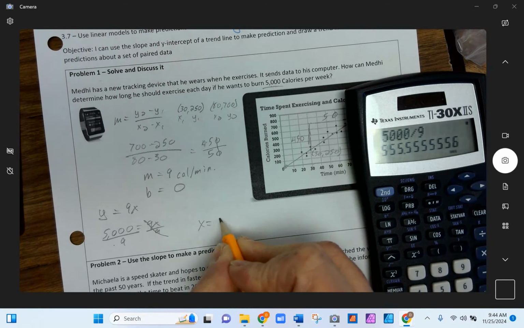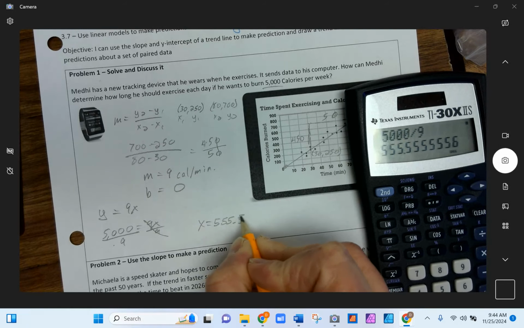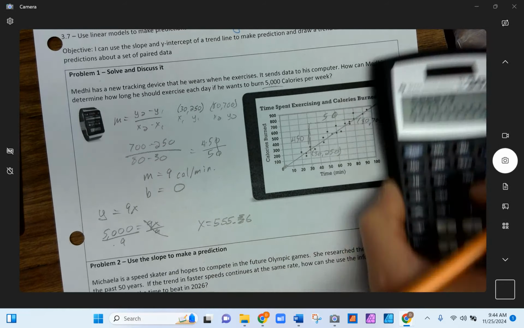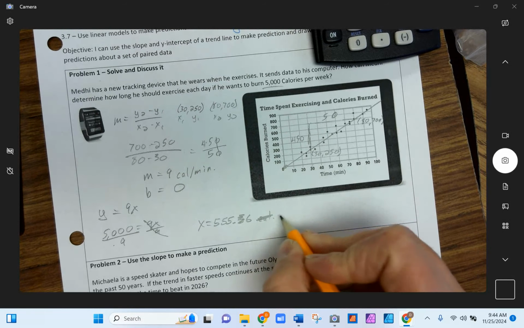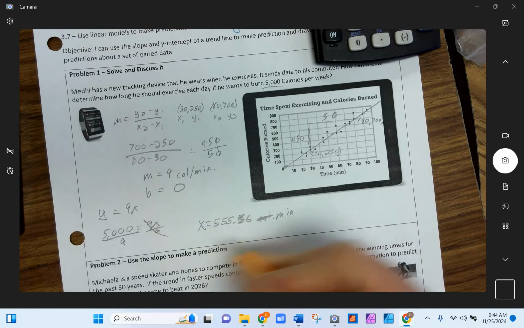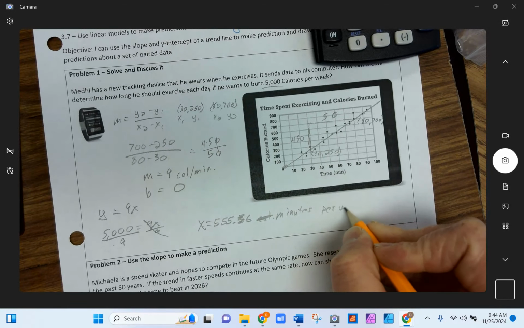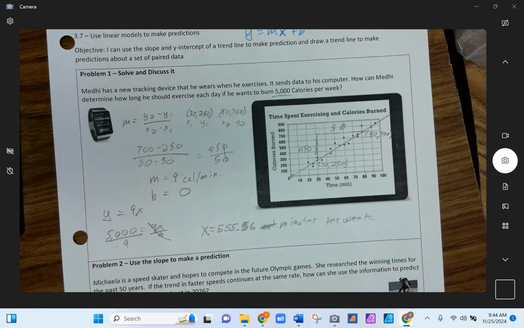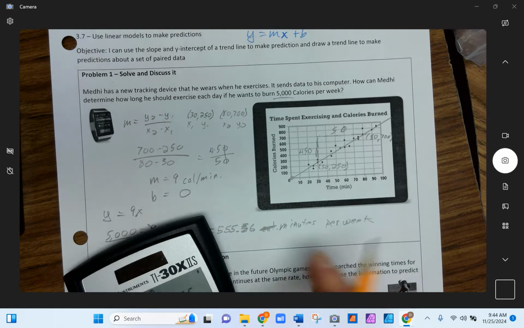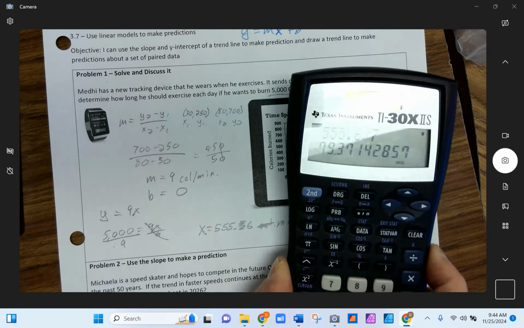So that's 555. Let's round that up to 555.6 minutes per week. And then, oh, per day, right? So we take that and divide by 7. So 555.6 divided by 7 is about 79 minutes a day. Whew, that's a lot.